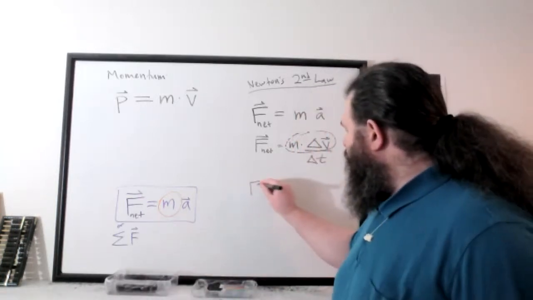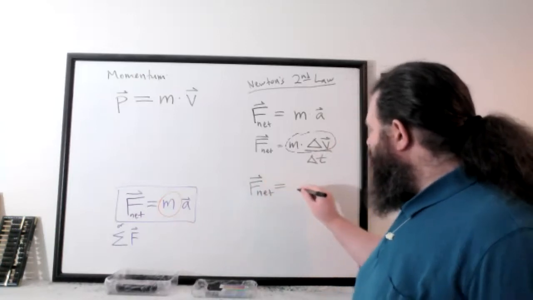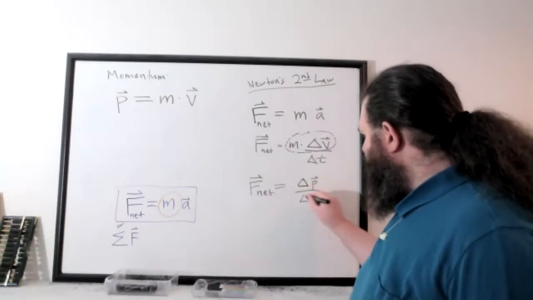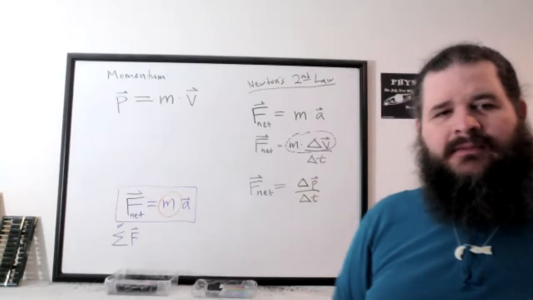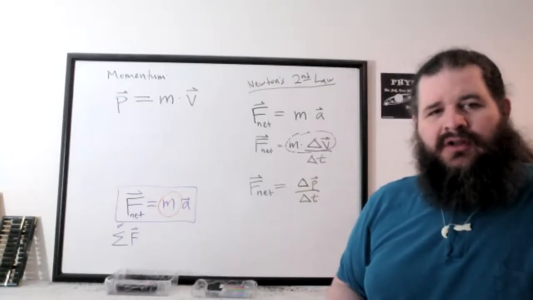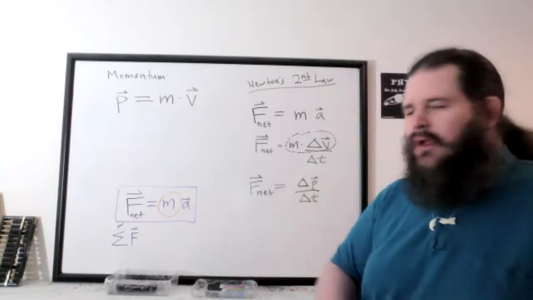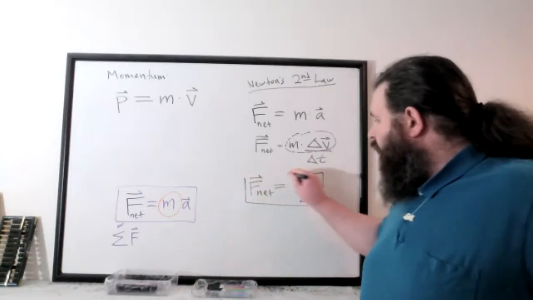So we can also say that net force, the total force acting on an object, is change in momentum over change in time. In other words, force is the derivative of momentum. The amount of force in total acting on an object tells you how fast the momentum is changing. In fact, this is actually how Newton defined force in the first place.